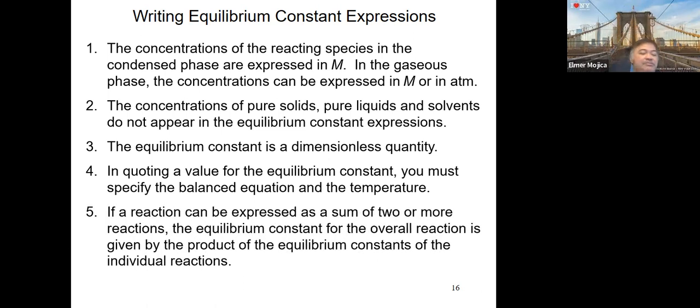And if a reaction can be expressed as the sum of two or more reactions, the equilibrium constant for the overall reaction is given by the product of the equilibrium constants of the individual reactions.